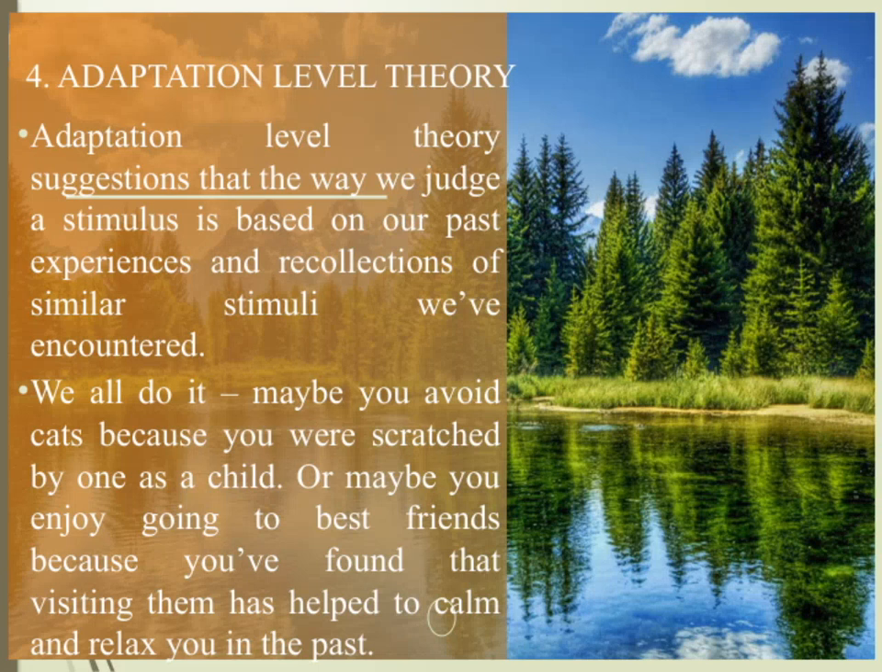So, here we see the adaptation level theory, which suggests that the way we judge a stimulus is largely based on our past experiences and what we remember from similar stimuli we've encountered before. Basically, our personal history shapes how we perceive new things. For example, maybe you avoid cats because you got scratched as a child, and that memory influences your feelings toward them. On the other hand, you might enjoy visiting your best friends because, in the past, those visits have helped you feel calm and relaxed.